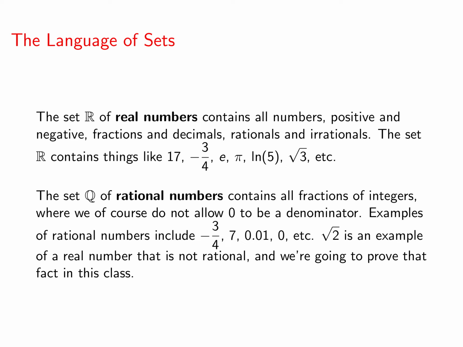Now, square root of 2, that's an example of a real number that's not rational. And we're actually going to prove that in this class. That's much later on.